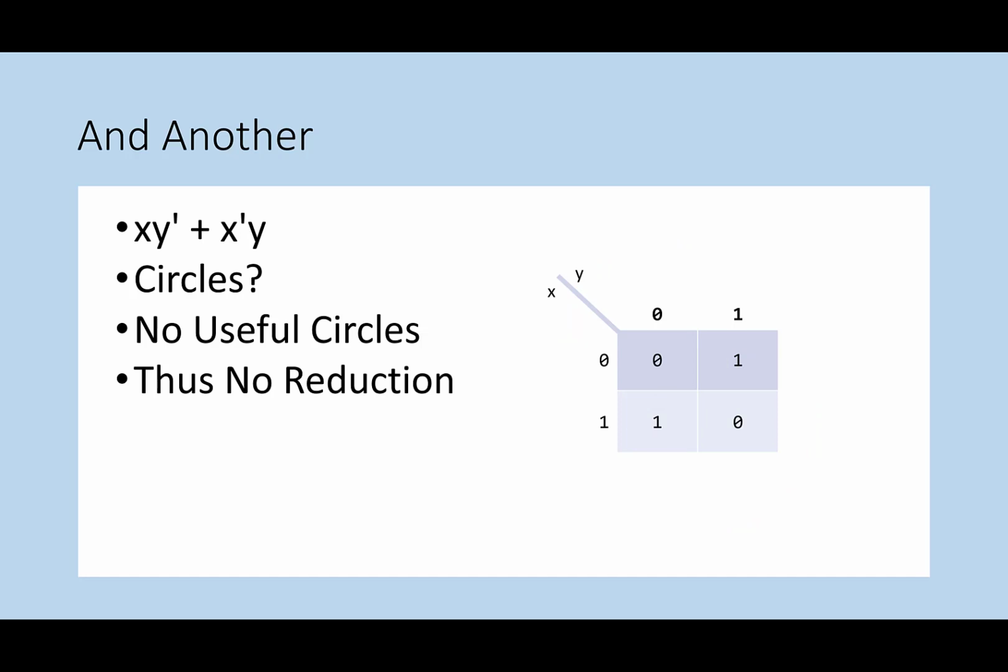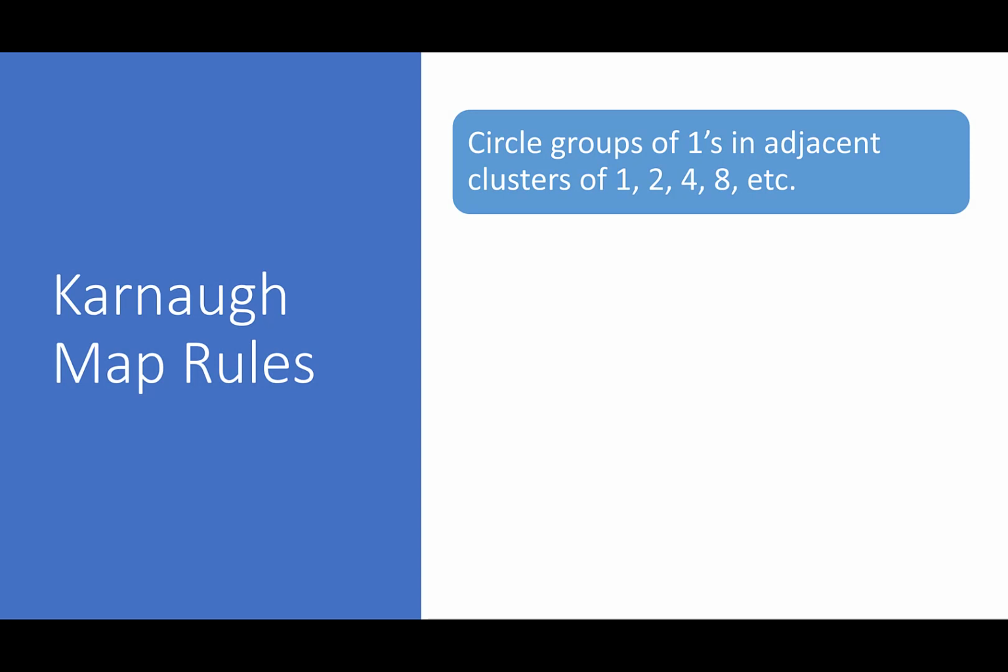So let's remember what these rules are. Okay, first rule of Karnaugh maps. Circle groups of 1s in adjacent clusters of 1, 2, 4, 8, etc., right? Circle groups of 1s. You don't circle the zeros, you circle the 1s, and they have to be adjacent, as in left, right, top, or bottom, but not diagonal, okay?